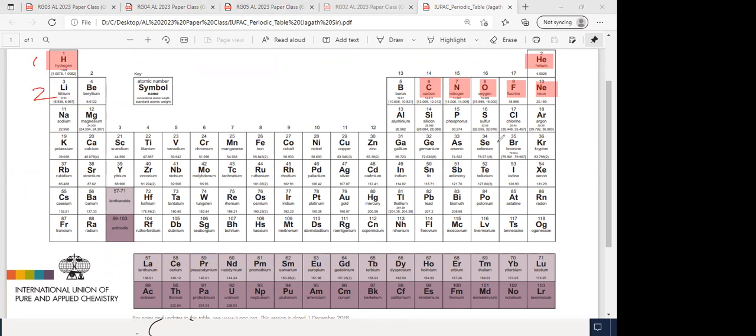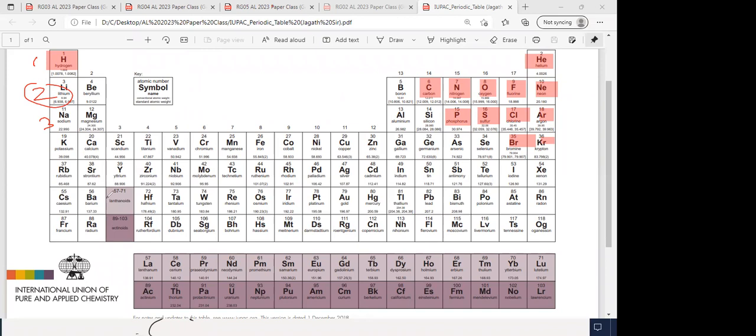Boron is a metalloid. In the third period, what are the non-metals? Phosphorus, sulfur, chlorine, argon. Now you can see what happened. If you go to the next one, you get only selenium and bromine. That means it decreases. So the answer will be the second period. In the second period there are 5 non-metals. That is the period which contains the highest number of non-metallic elements.